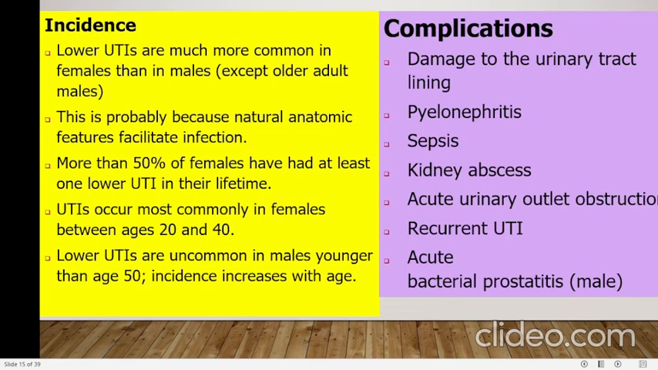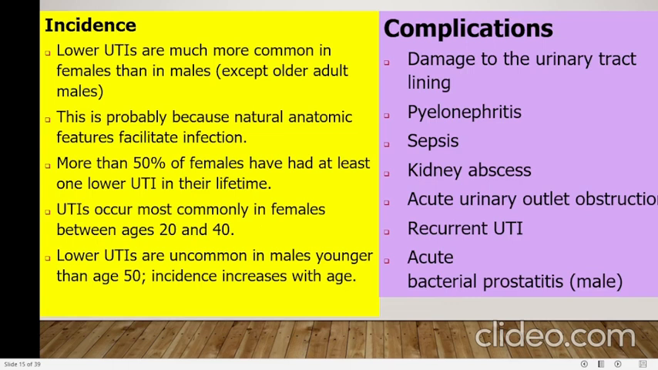So UTI most commonly occurs in females between ages 20 to 40. And remember, this is the age where they are sexually active. Okay? Lower UTIs are common in males younger than age 50. Incidence increases with age. Okay?